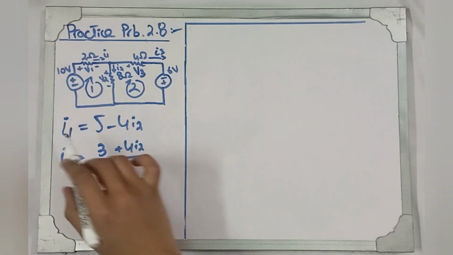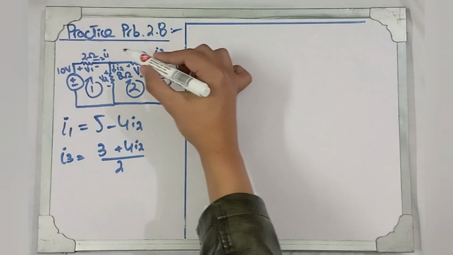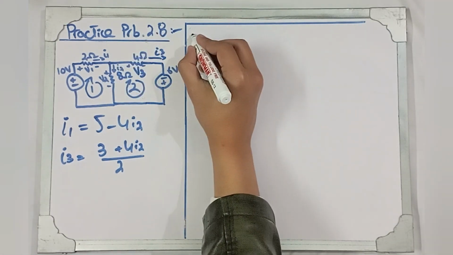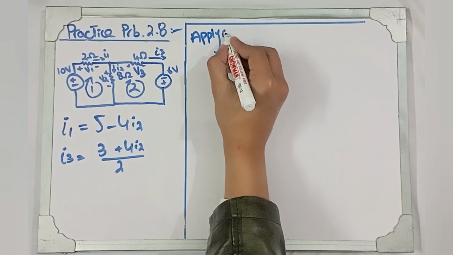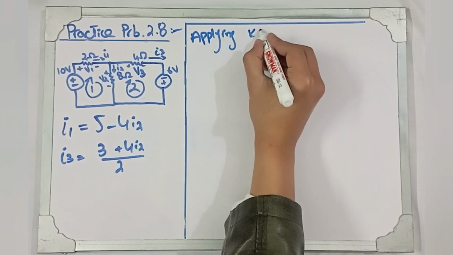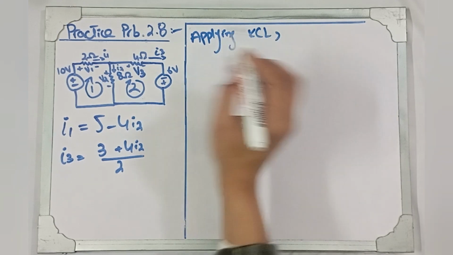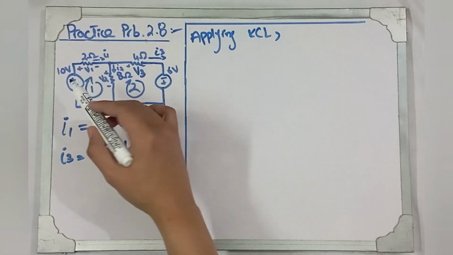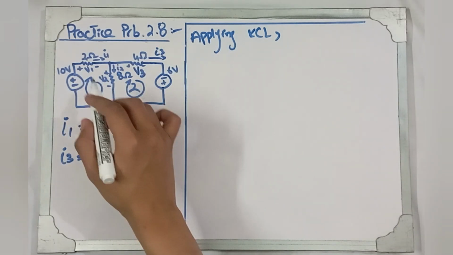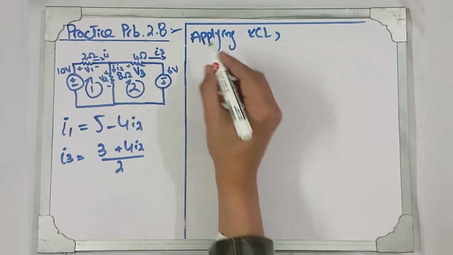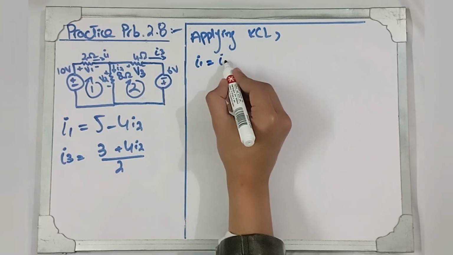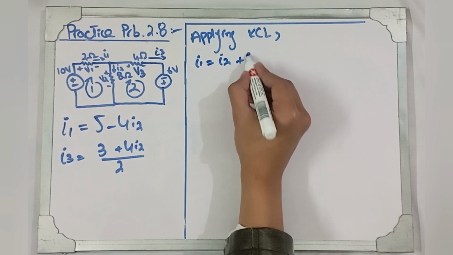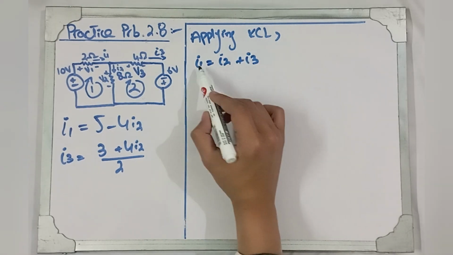Now we will apply KCL, Kirchhoff's current law, and plug the equations of I1 and I3 into it. Applying Kirchhoff's current law, the sum of input currents is equal to the sum of output currents. The input current here is I1, which is being divided into I2 and I3. So I1 will be equal to the sum of I2 plus I3. Now we will plug the equations of I1 and I3 in this equation.